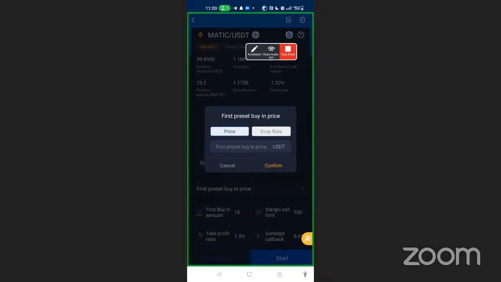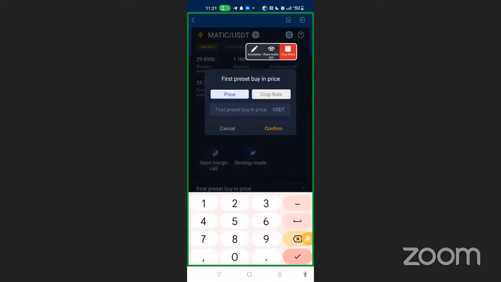The preset price has 2 areas. I know most of you are tired. I'm about to come to the end in the next 10 minutes. The preset price has 2 areas, all right? It has what we call the price. So you put in the price.